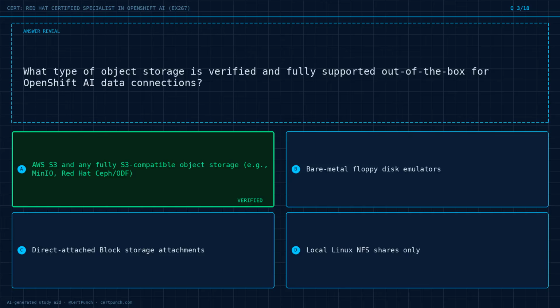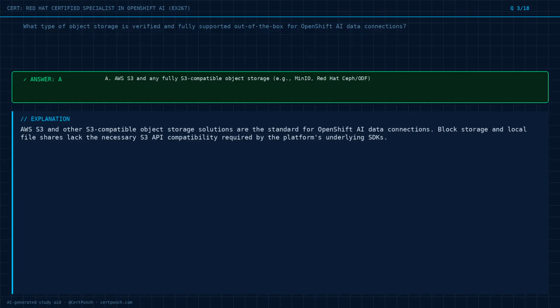The correct answer is option A. AWS S3 and any fully S3-compatible object storage. Example, MinIO, Red Hat Ceph ODF. Key cue. AWS S3 and other S3-compatible object storage solutions are the standard for OpenShift AI data connections. Block storage and local file shares lack the necessary S3 API compatibility required by the platform's underlying SDKs.